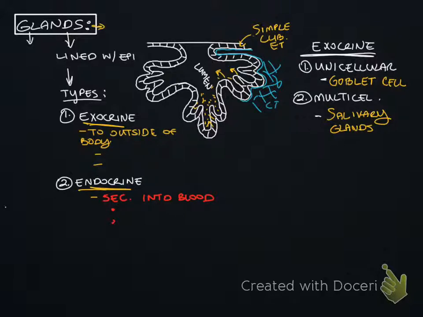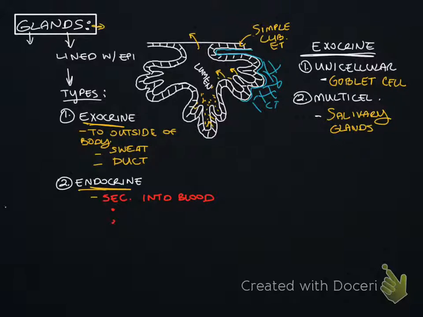attached to some sort of connective tissue, and in general they will secrete out into the lumen, and it is either going to release these secretions to the outside of the body, or it's going to secrete them to the blood. And that is going to define the two types of glands. So exocrine glands secrete to the outside of the body, and these are going to be like sweat glands, or if the gland has a duct, it would be more like a salivary gland.